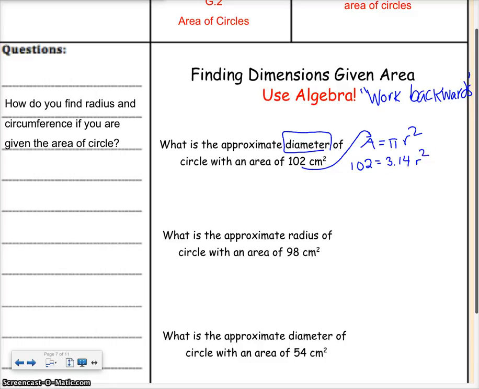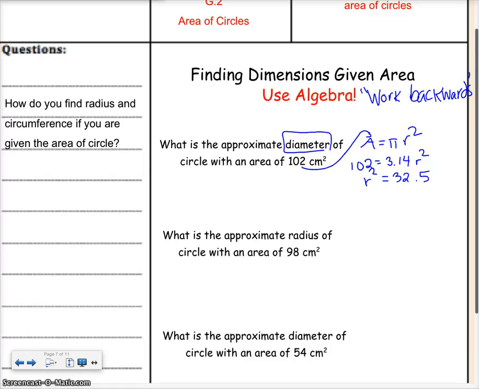Just plugging in what I know. What I know is my area, and pi is 3.14. Now I can divide by 3.14, and that will isolate my r squared. So 102 divided by 3.14 is 32.5, rounded. I'm just going to round to the tenth here. So r squared is equal to 32.5.